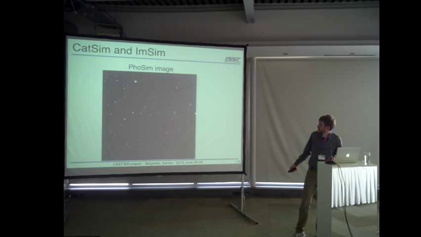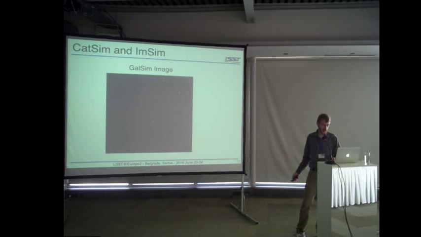This is a simulated PhoSim image, which obviously looks a lot better on my screen. The thing I want to draw your attention to is, as I said, PhoSim has a very high fidelity model of the telescope and its detector. So you can see here you have some bleeding from this very bright star, also there. And so you have actual realistic physical effects in your detector. Compare that to this GalSim image where you don't get that. That hasn't been implemented in GalSim yet, but as I said, it's coming.